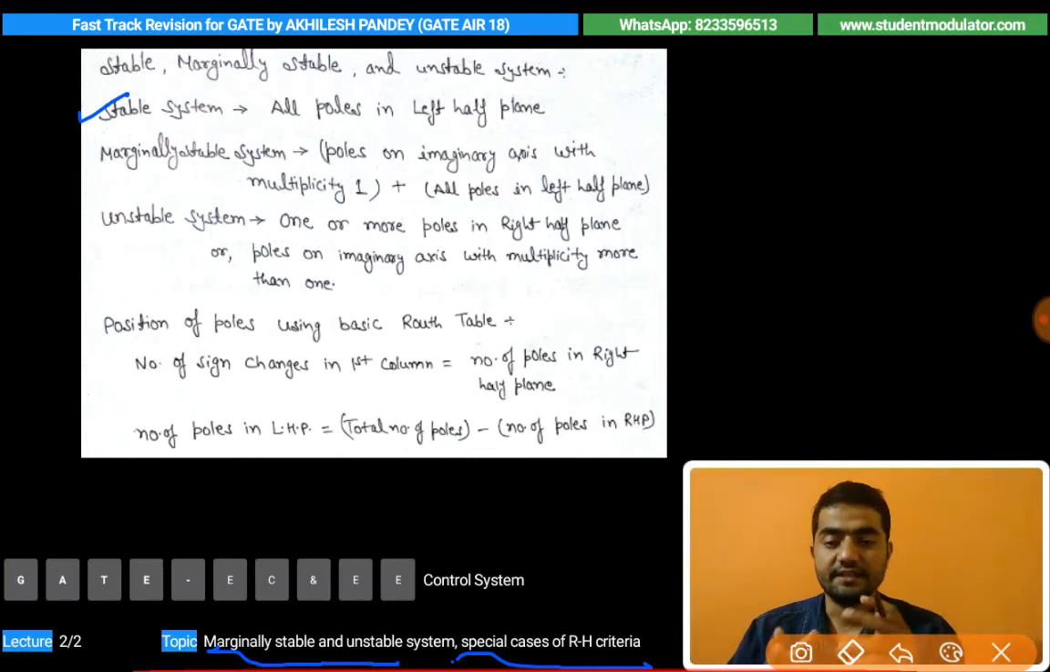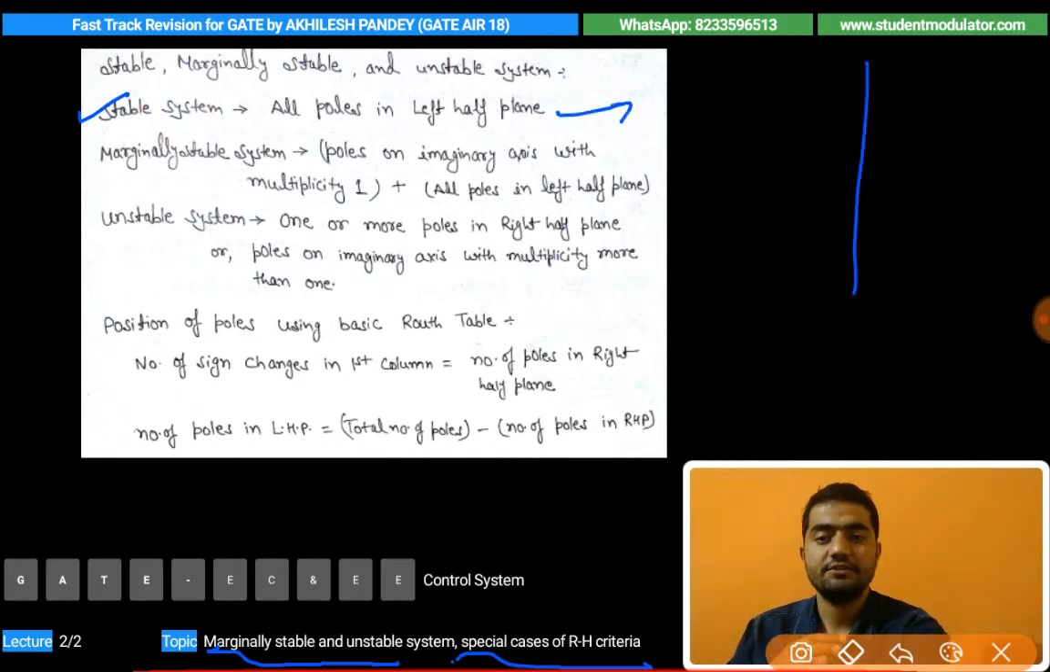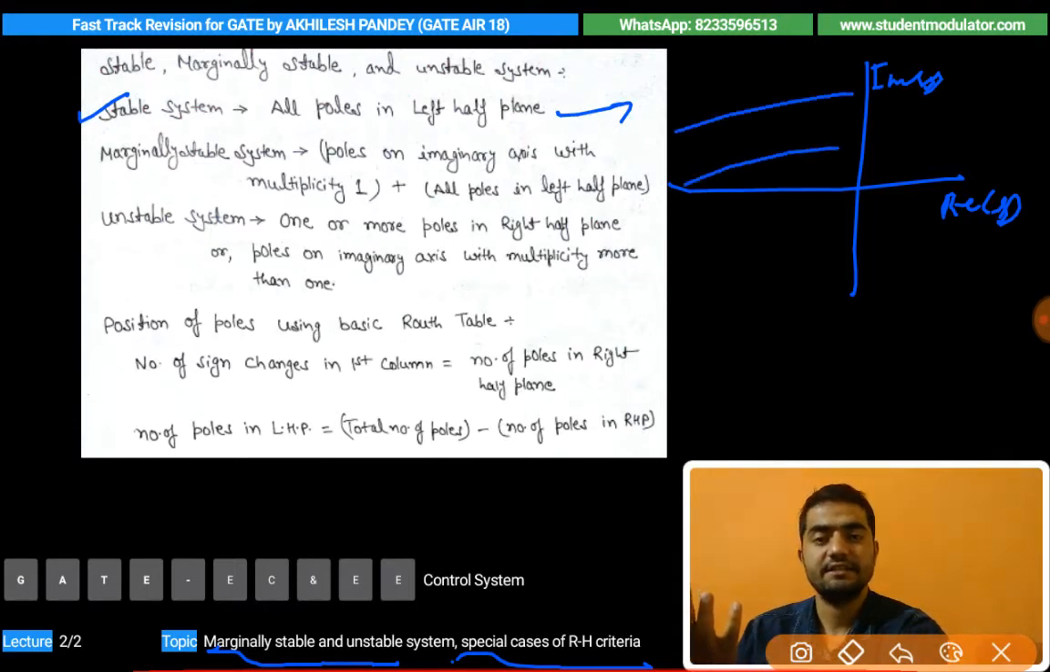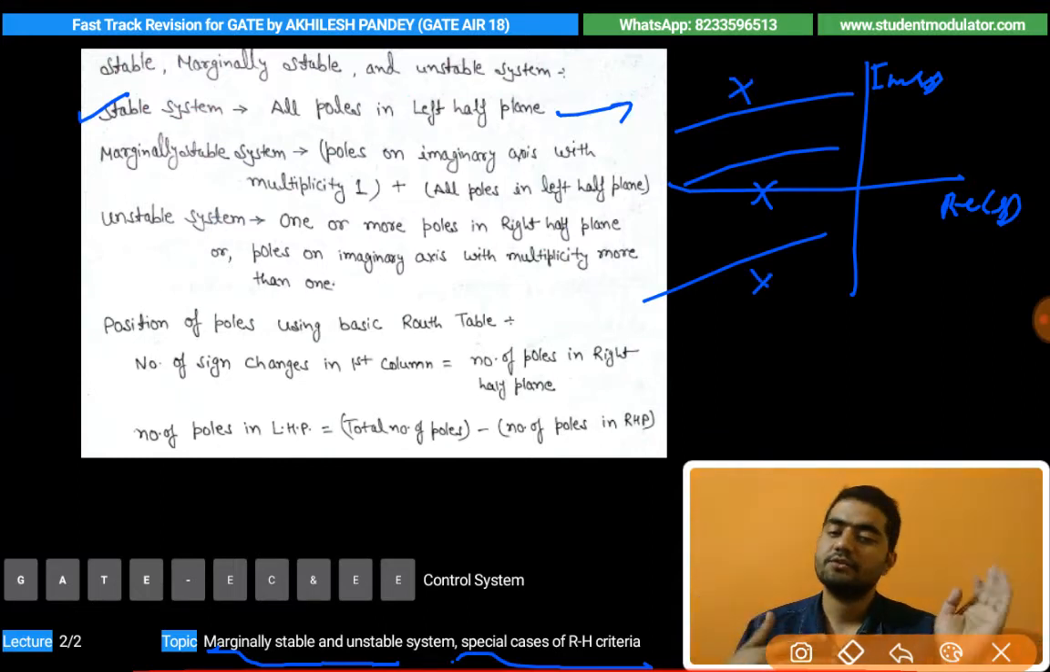Now come to marginal stability. For a stable system, we have already understood that if this is the S plane, this is the real part of S, and this is of course the imaginary part of S, then all the poles must lie in this region, the left half. They can lie on the real axis, or they can be complex values as well, but all the poles should be in the left half S plane.